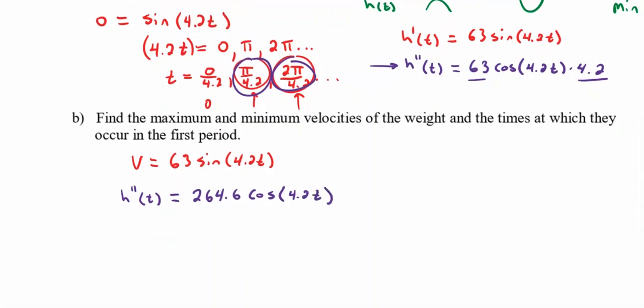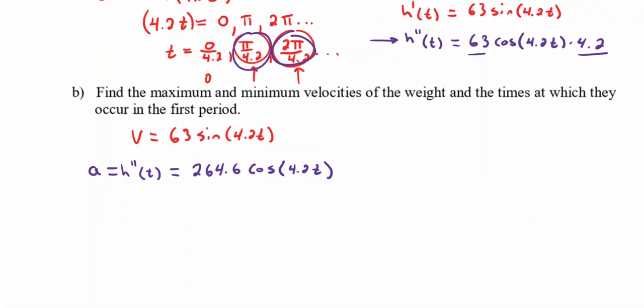Okay, so now remember what I'm looking at here. This really is also an expression for the acceleration. And I want to know where the acceleration is equal to 0, or where the inflection point is. So in this case, if I want to figure out max speeds, I'm going to set my second derivative equal to 0. So this 264.6, I can divide that out, so I just get cos 4.2t.